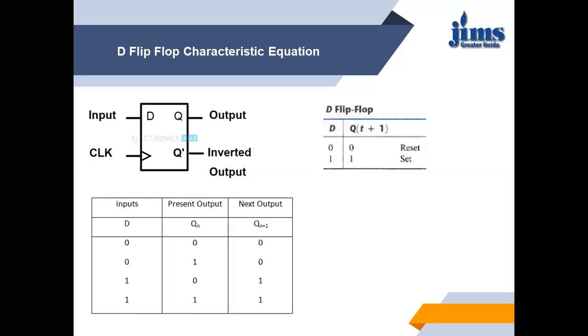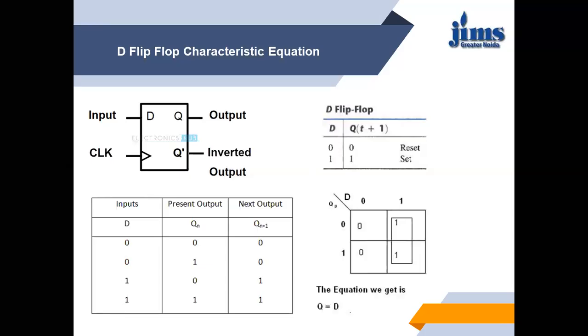So I can plot it into a K map. So here is the K map, Qn and D. And the characteristic equation comes to be Qn+1 equals D. So the output is equal to D. That is the characteristic table, as we have seen in the operation table of the D flip-flop.